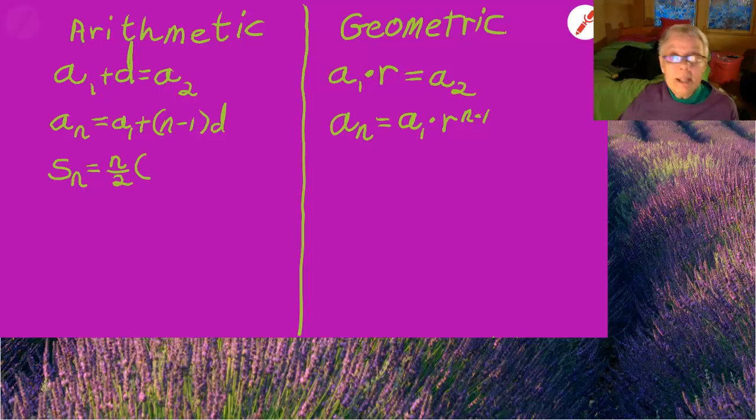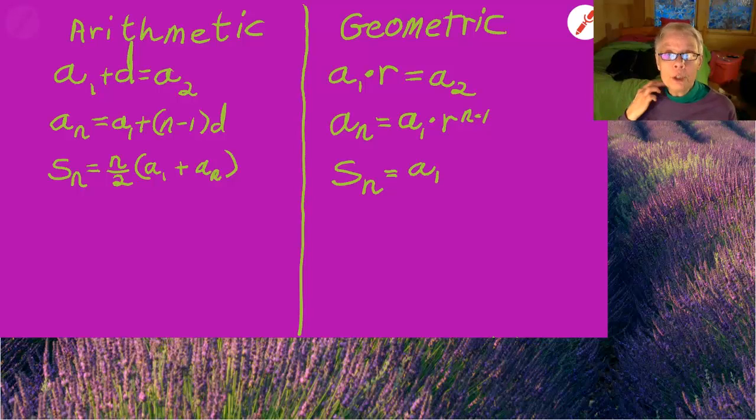Now, if you decide to add all the terms together, you can use this formula for an arithmetic sequence. S sub n equals n over 2, times (a sub 1 plus a sub n). And if you decide to add a few of the terms of a geometric sequence together, you can use this formula. S sub n equals a sub 1 times (1 minus r to the n power) over 1 minus r.